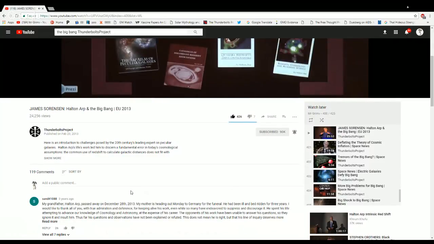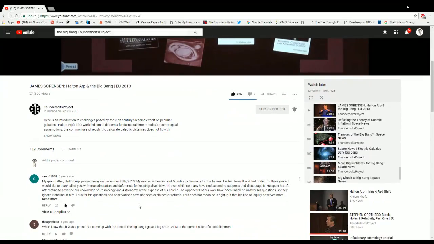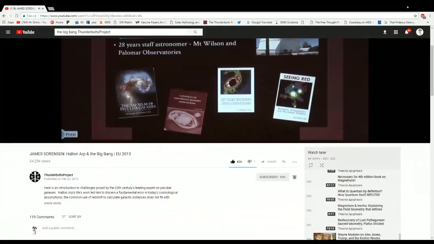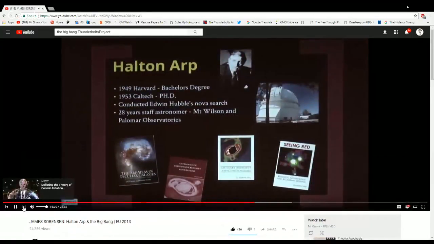And then this brings us to the whole point of this presentation, which is Halton Arp. Halton Arp went to school at Harvard and then got his PhD at Caltech. He actually did some work for Hubble in his early career looking for novas. He worked at Mount Wilson and Mount Palomar as a staff astronomer. So he wasn't a cosmologist sitting at his supercomputer doing simulations. He actually looked through telescopes. And he created the Arp Atlas of Peculiar Galaxies, showing 333 galaxies that he thought didn't fit the model that most people believed in. He wrote several other books about redshift, and a lot of this presentation is taken from this book here, Seeing Red.